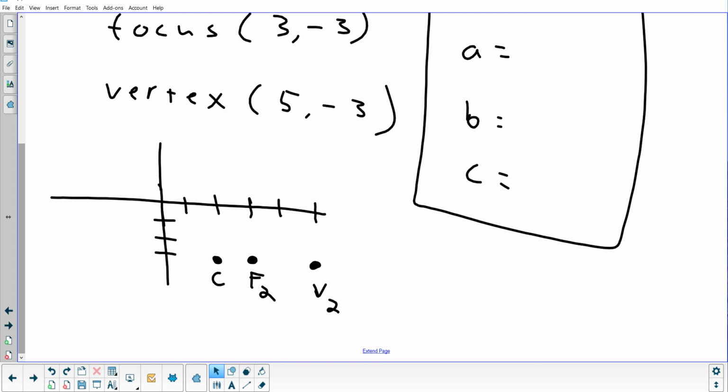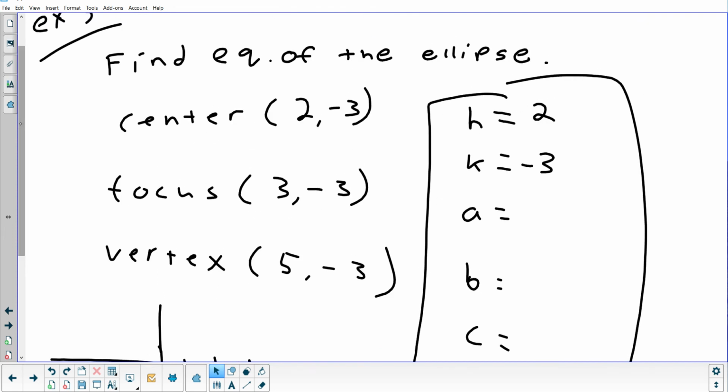I only sketched half of it. That's all mirror imaged in the third quadrant as well. Okay, A. What's A in this case? 3. A is the distance between the center and the vertex. Those are 3 units apart. 2 to 5 is 3 units. B we don't know. C is the distance from the center to the focus. What's the distance between those 2 points? 1.